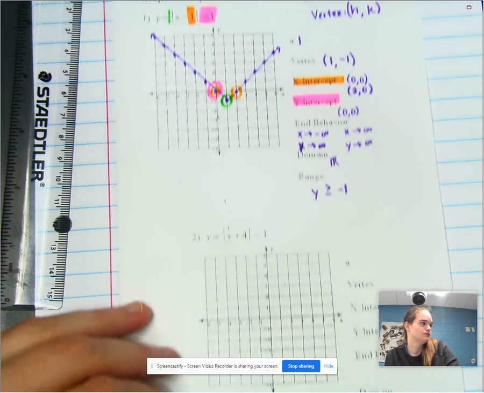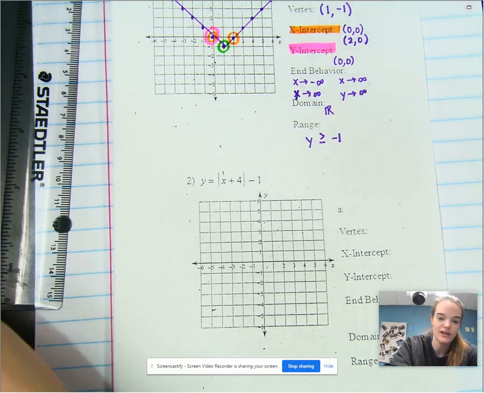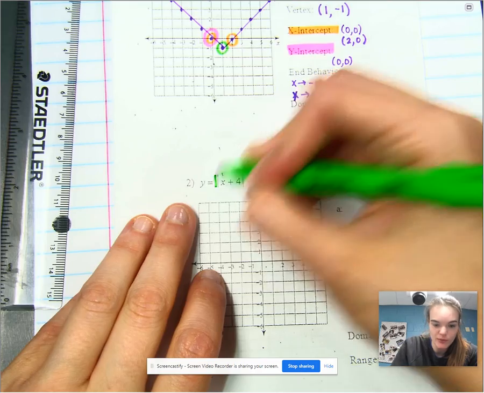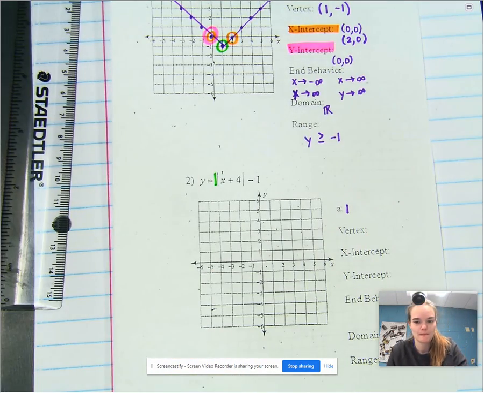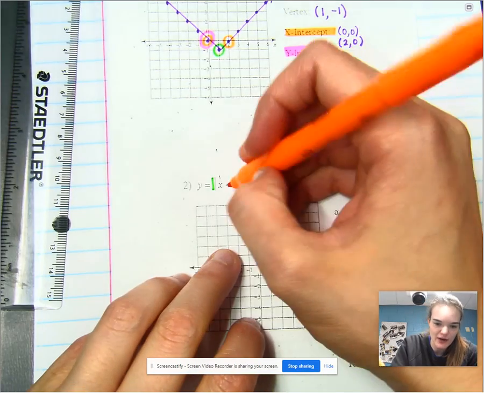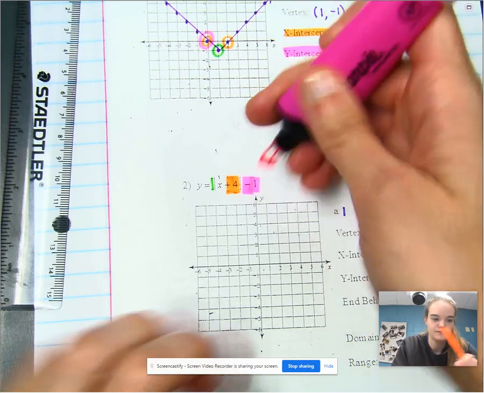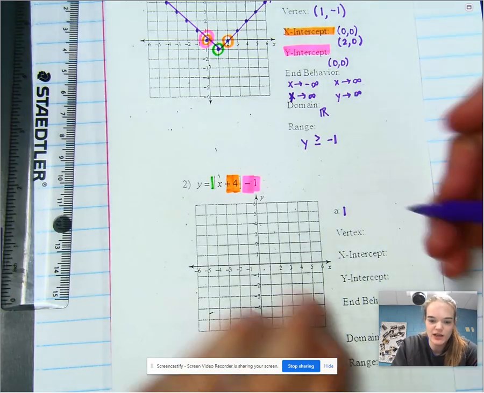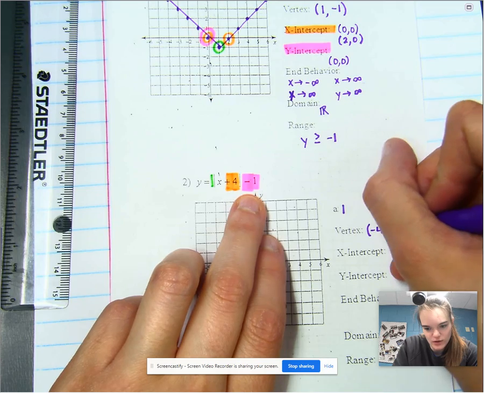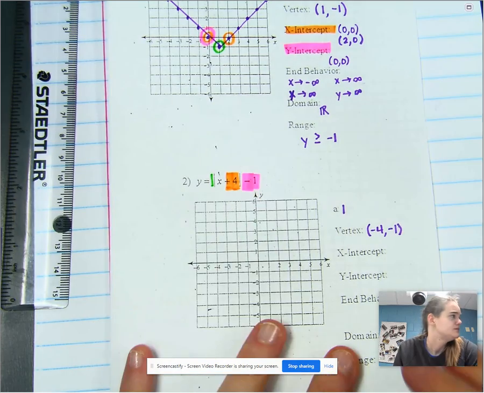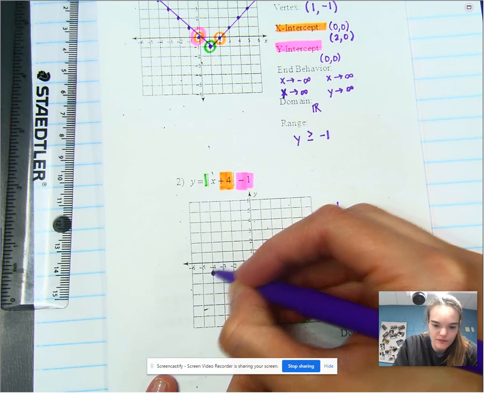All right, number 2. First thing we're going to identify is A in the vertex. There is no number here, so A is 1. The vertex, we have the opposite of 4 and -1. So the vertex is -4 because we changed that value, and -1 because we leave that value the same. So put a point on -4, -1.